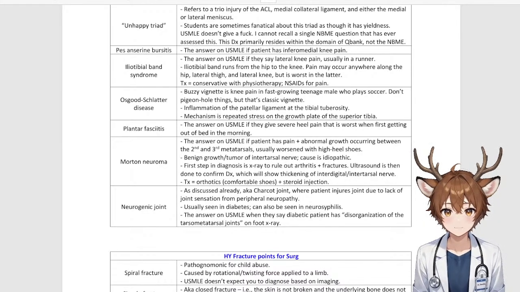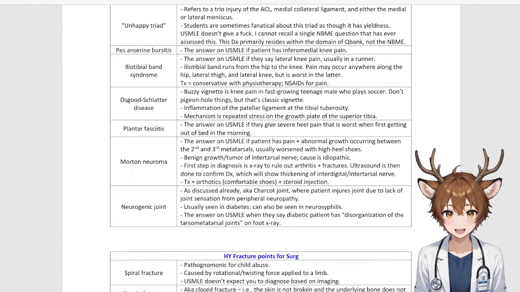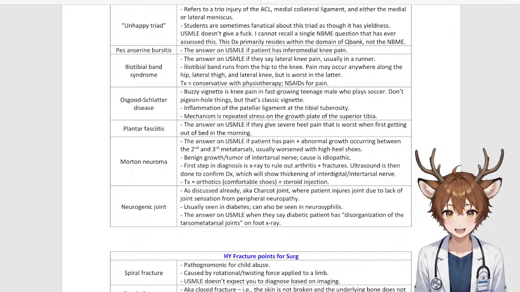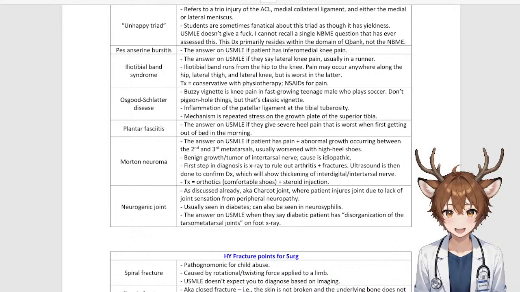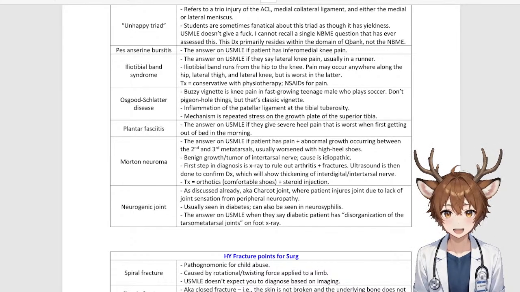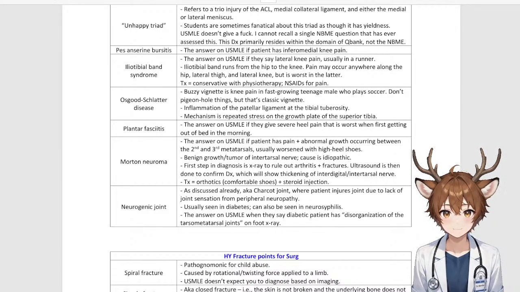Anyway, Osgood-Schlatter disease is inflammation of the patellar ligament at the tibial tuberosity. The mechanism is repeated stress of the growth plate on the superior tibia. Plantar fasciitis: the answer on USMLE, if they give severe heel pain that is worse when first getting out of bed in the morning. Morton neuroma.